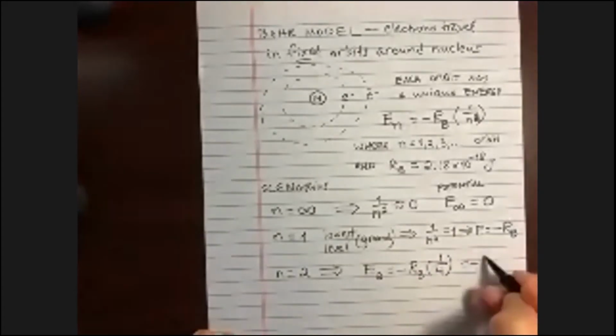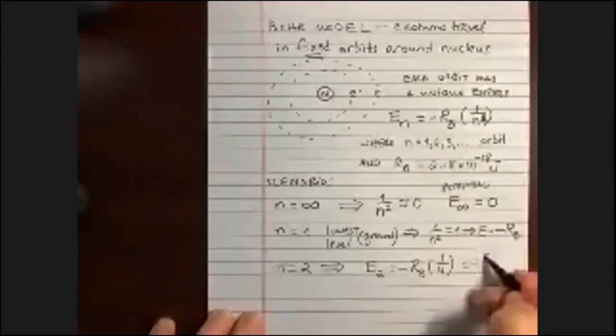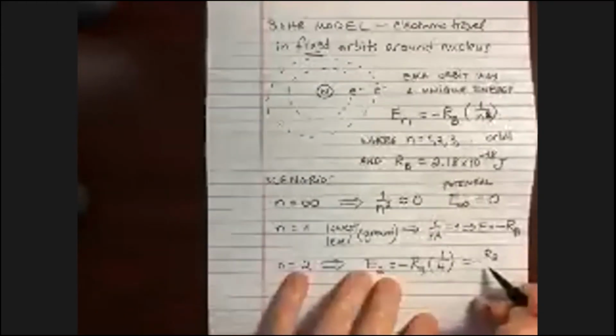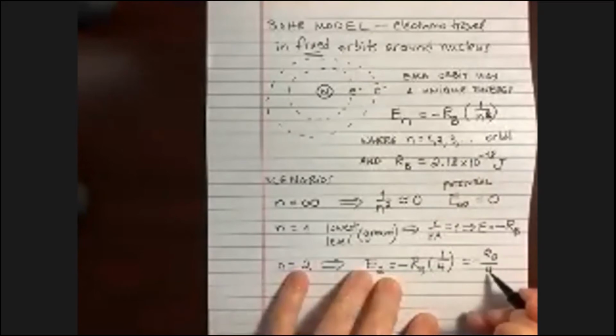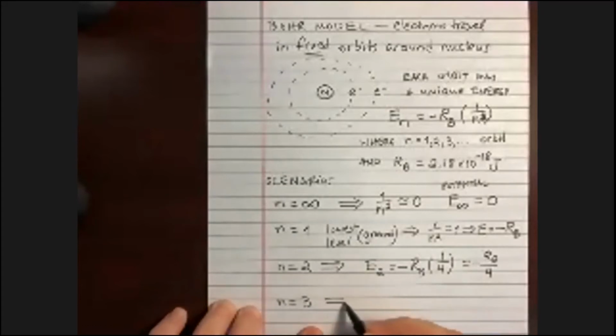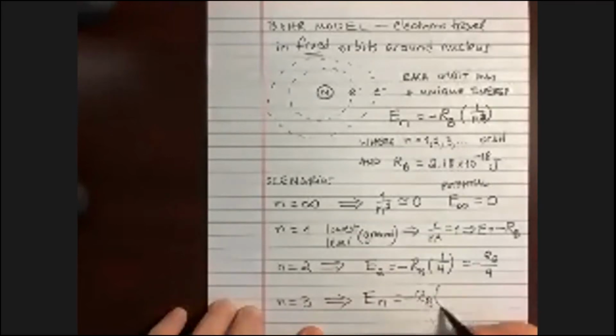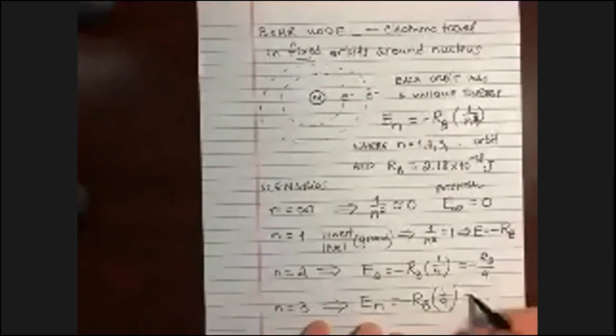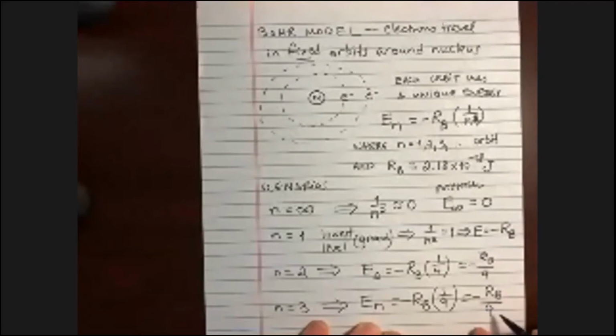Or minus RB over 4. For n equals 3, the energy of this level would be minus RB times 1 over 3 squared, which is 9. In other words, minus RB over 9.